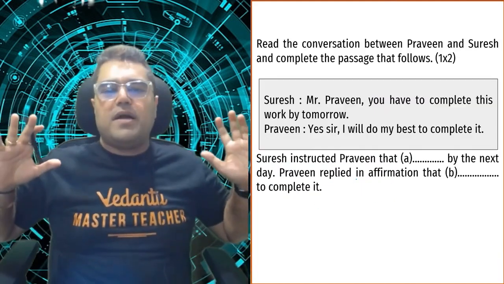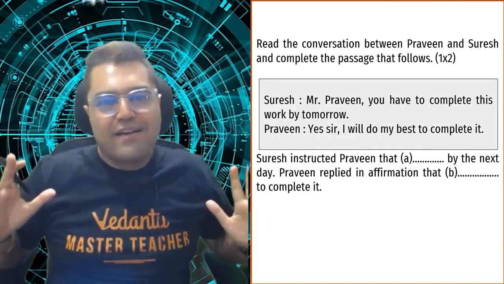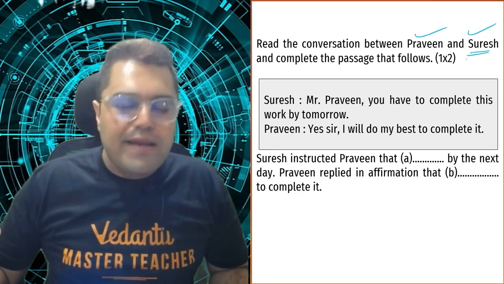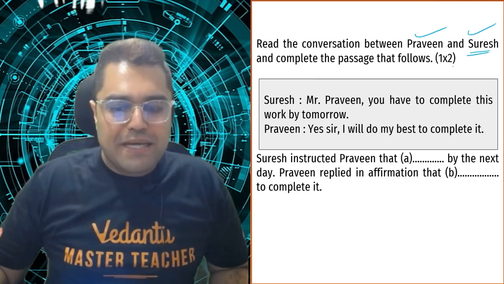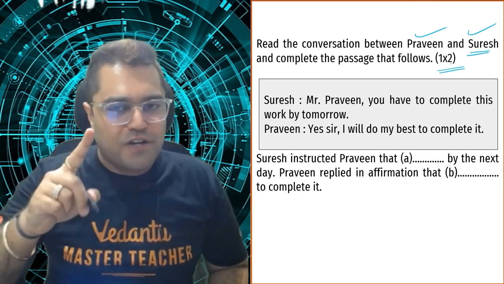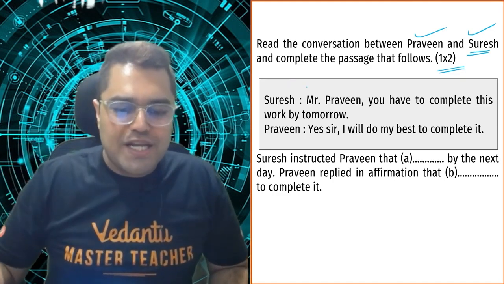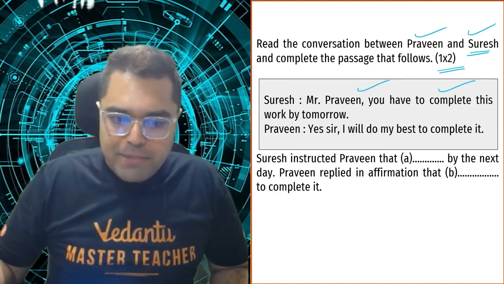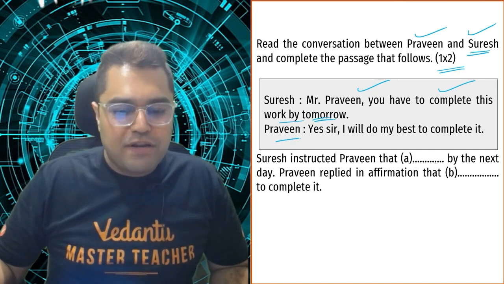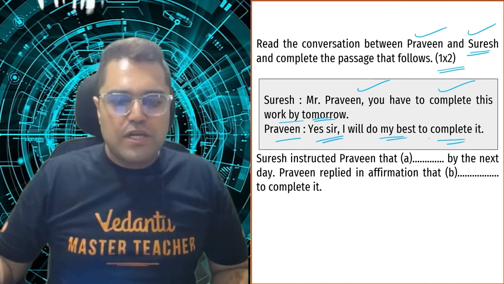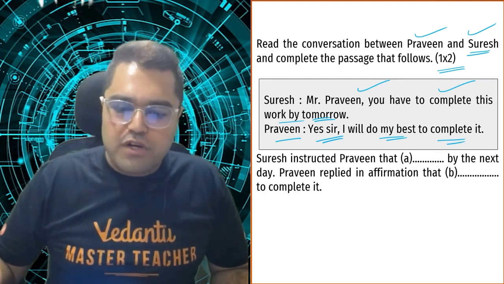Chalo. Everybody, let's proceed. You all are doing a great job. Next, again, read the conversation between Praveen and Suresh and complete the passage. People, 2 marks. Let's get started. You gotta type, you gotta key in, you gotta write the answer. Suresh: Mr. Praveen, you have to complete this work by tomorrow. Praveen: Yes sir, I will do my best to complete it. So people, now you have to convert it to reported speech.